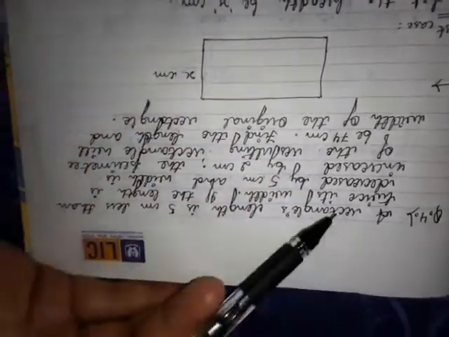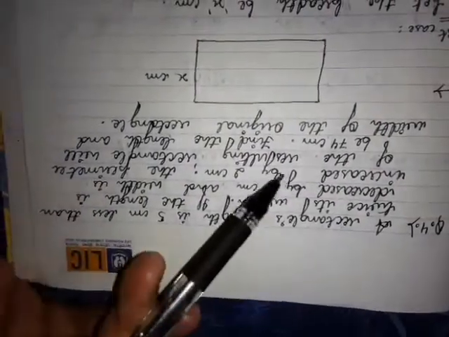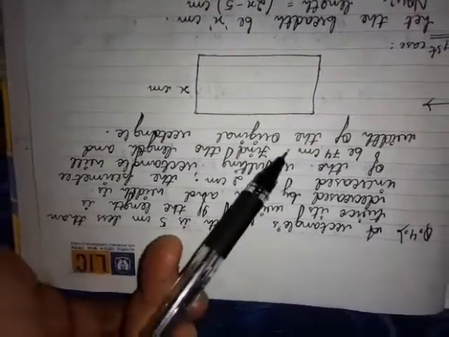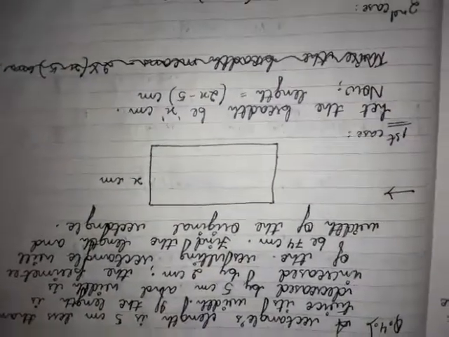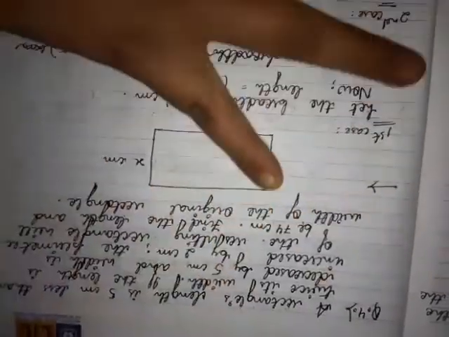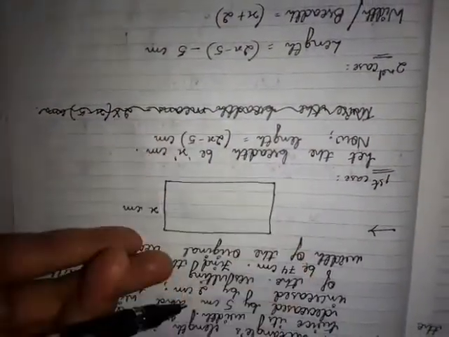So, a rectangle's length is 5 cm less than twice its width. If the length is decreased by 5 cm and width is increased by 2 cm, the perimeter of the resulting rectangle is 74 cm. So, we have to find the length and width of the original rectangle. So, width means breadth of the rectangle. In a rectangle we know there are two sides, basically a length and a breadth. Now, we don't know the breadth. So, let the breadth or the width be x centimeter.